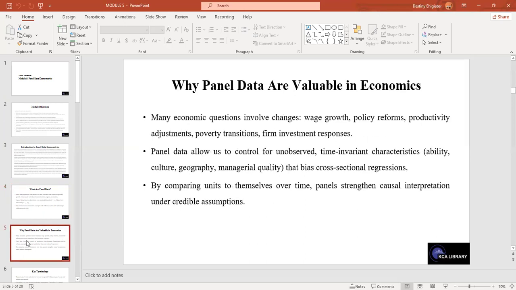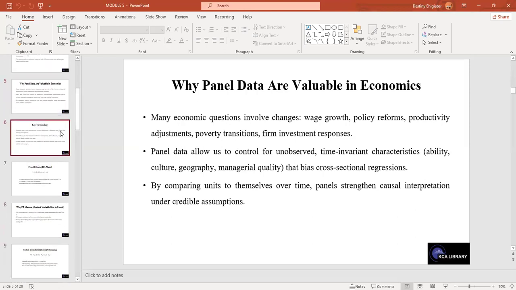Why are panel data valuable in economics? Many economic questions involve change: wage growth, policy reforms, productivity adjustment, poverty transitions, firm investment responses. Panel data allows us to control for unobserved time invariant characteristics, such as ability, culture, geography, that bias cross-sectional regression. By comparing each unit to itself over time, panel data strengthens causal interpretation under credible assumptions.